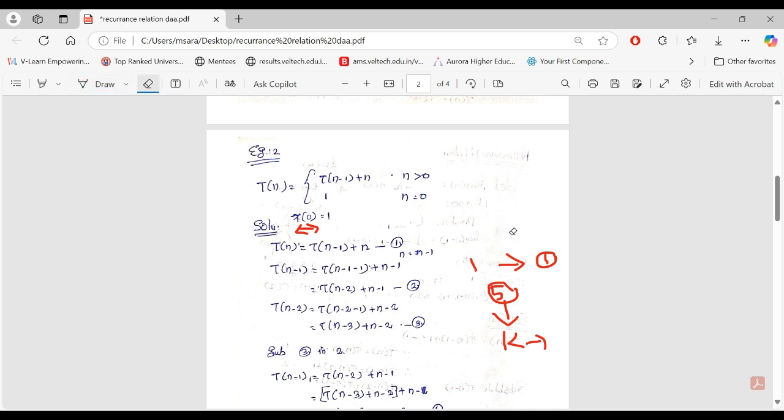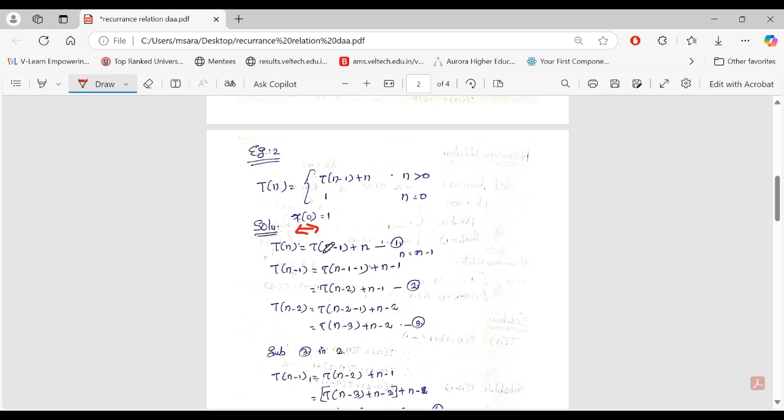For here, first I have to compute equation number 1. We got T of n equals T of n minus 1 plus n. So I have to replace n with n minus 1. Here also n minus 1, replace it. We get T of n minus 2 plus n minus 1, which is equation number 2.